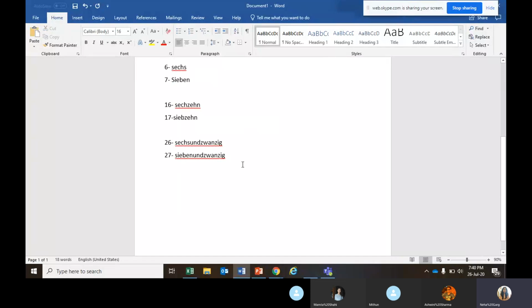Now, similarly, for 36, sorry, 6, completely 6, und, because we have und here in between, then 20. For 37, we would not be writing 7 und 20, we would be writing complete 7, 7 und 30. Are we using Zonzik or drive? Sorry, Drive.